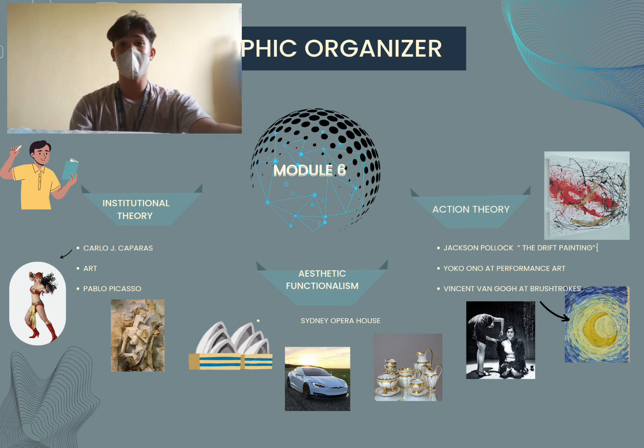On institutional theory, I have an example here. First one is Carlo J. Caparas. Carlo J. Caparas' work can be discussed in the context of art and culture in the Philippines. He is not directly related to the institutional theory of art. This theory focuses more on analysis of institutions such as museums, galleries, academies, and other organizations and their role in the construction of meaning and acceptance of artwork in society. One of his creations is Ang Panday, Darna, and many other films here in the Philippines.